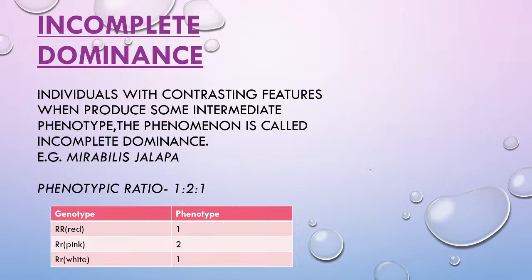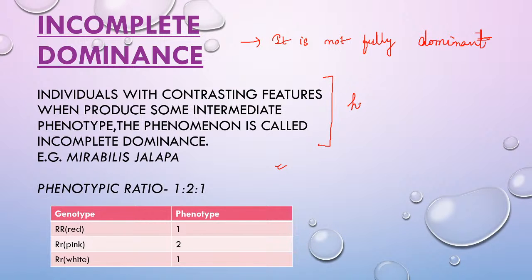So let's go to the next point, that is incomplete dominance. Guys, we have already cleared multiple allelism. Now we'll clear what incomplete dominance is. From the word itself we can understand that it is not fully dominant, so it is said to be incompletely dominant. The dominant gene is not fully able to replace the activity of the recessive gene.